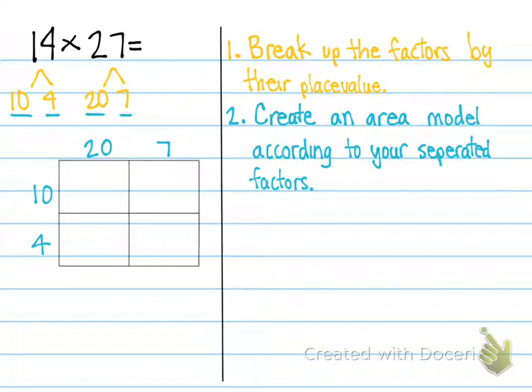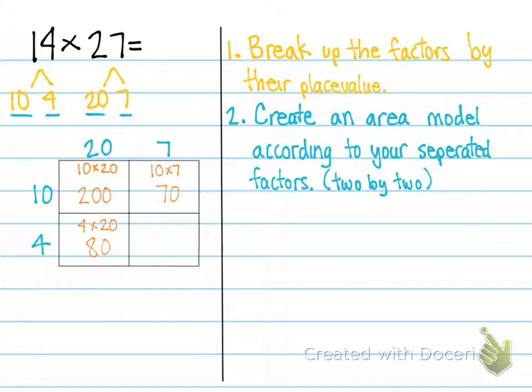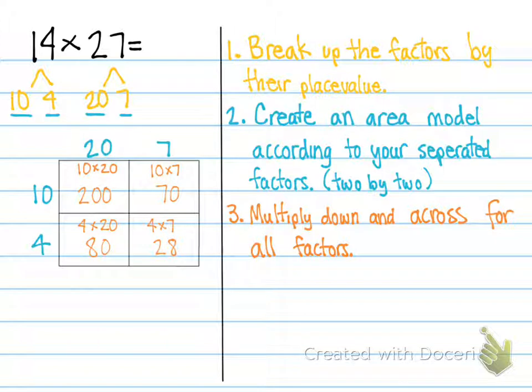So our second step is to create an area model according to your separated factors. Now in this case it's 2 by 2. Our 10 times 20, because we went across and down, is 200. Across and down again, 4 times 20 is 80. A third time, 10 times 7 is 70. And our last one, 4 times 7, we went all the way across and all the way down, is 28. So step 3 is multiply down and across for all factors.